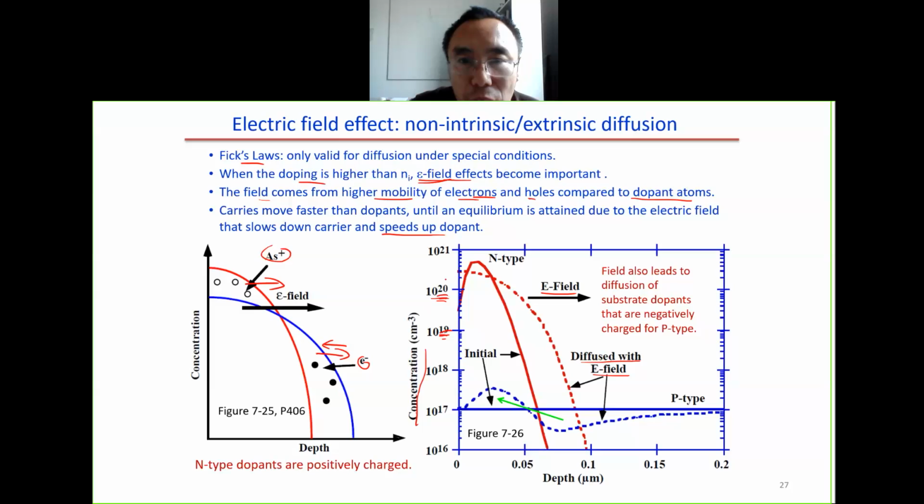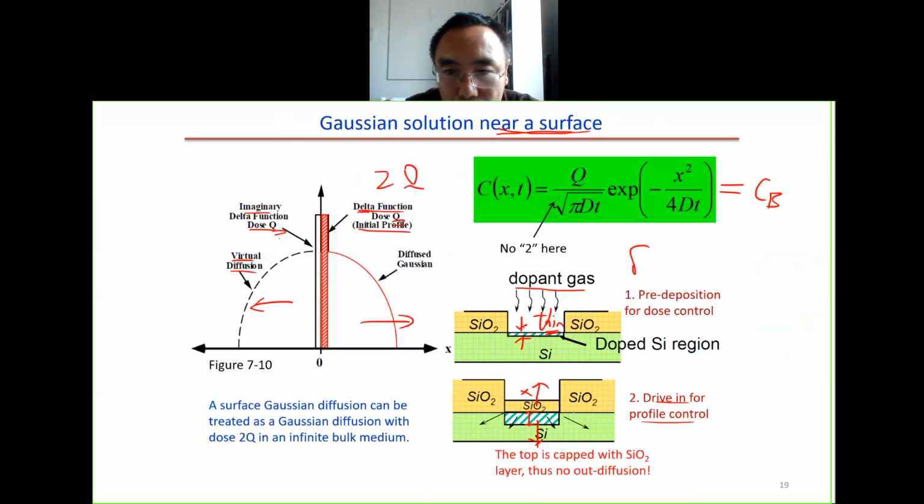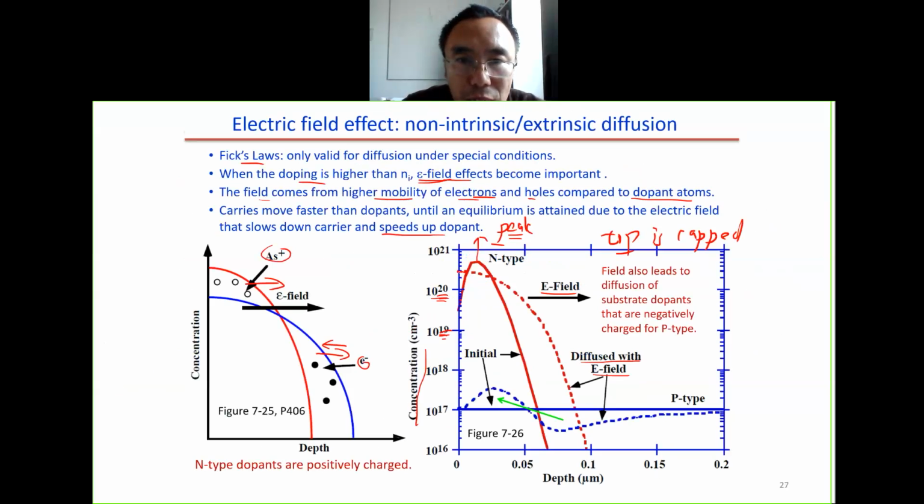After diffusion, the profile becomes like this. Normally you may think the peak is here, and usually after diffusion the peak should still be here. But here the top is capped, which corresponds to this situation. The top is capped with silicon oxide, so there is no out-diffusion. When there is no out-diffusion, the dopant concentration here may become the peak. That's what you see here, so the top layer becomes the peak.